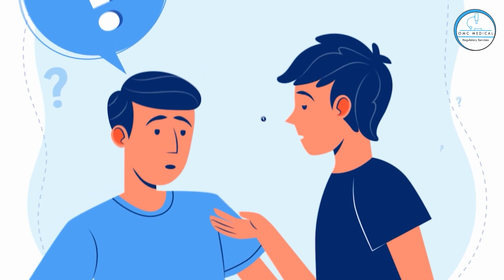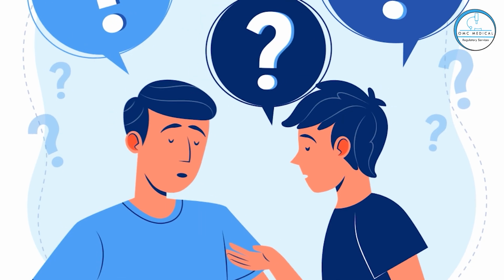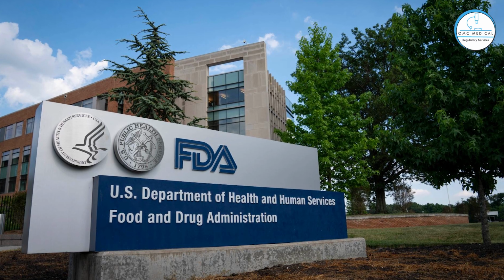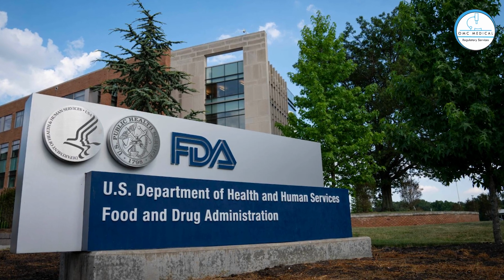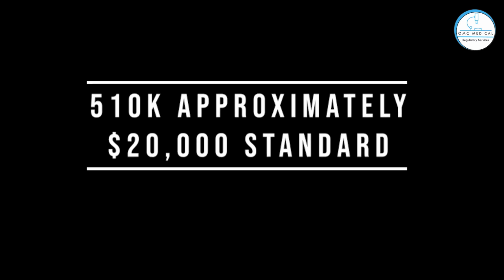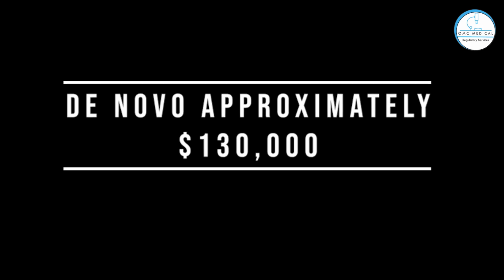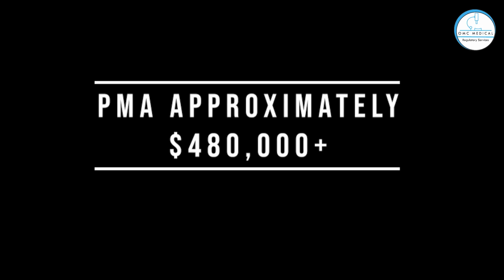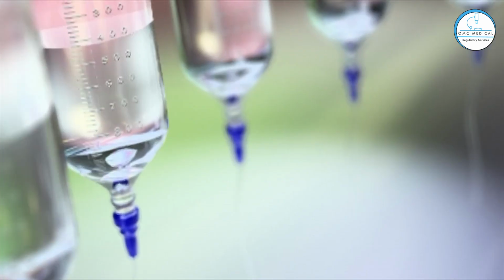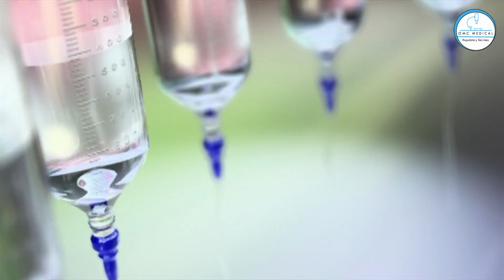Cost breakdown, very important. Now the most searched part, cost. FDA fees 2026, approximate. 510(k), approximately $20,000 standard. De Novo, approximately $130,000. PMA, approximately $480,000. Small business discounts may apply.